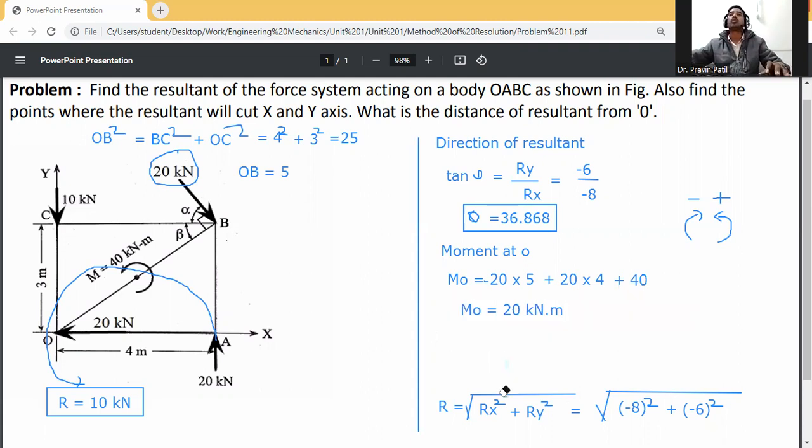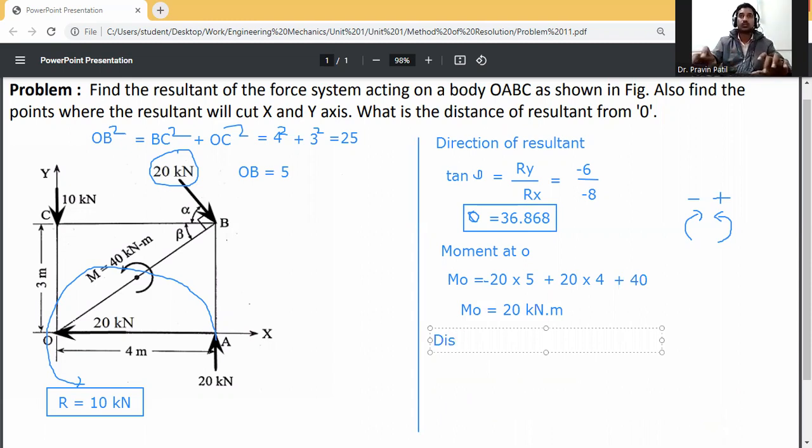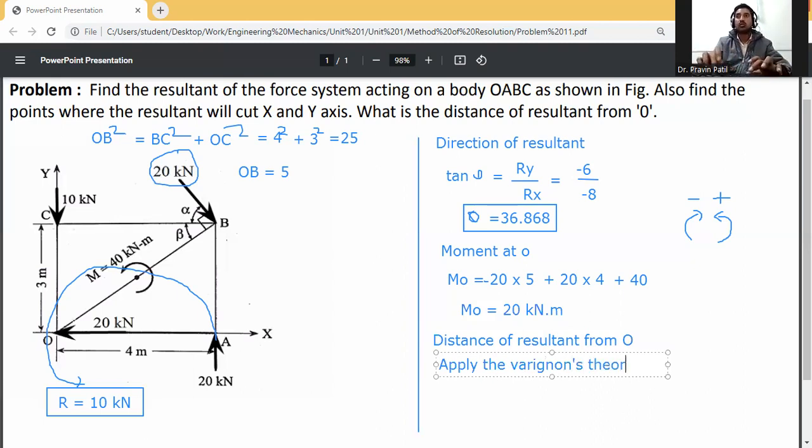Now, calculate the distance of the resultant from O. For that, apply Varignon's theorem. Summation of MO is equal to Ry into X.